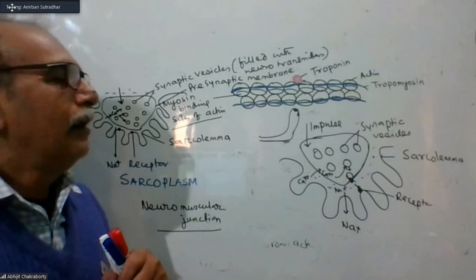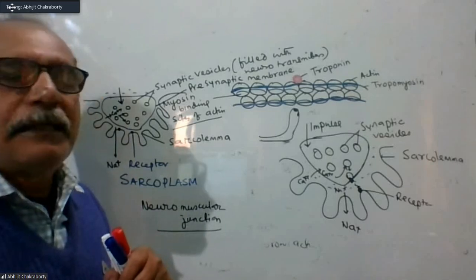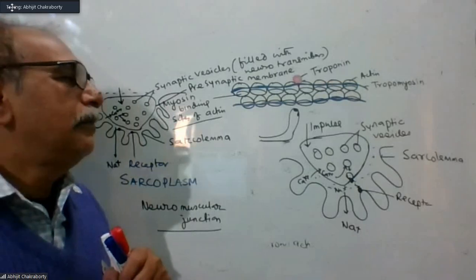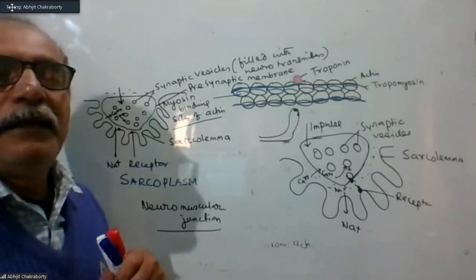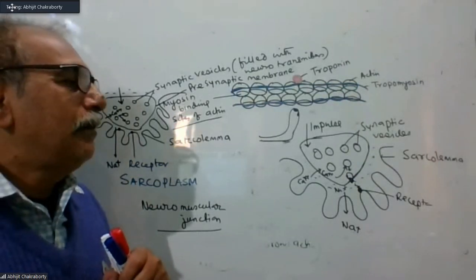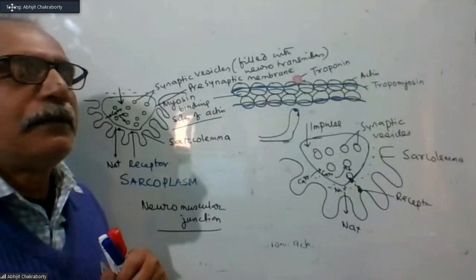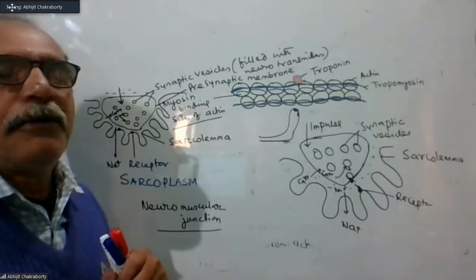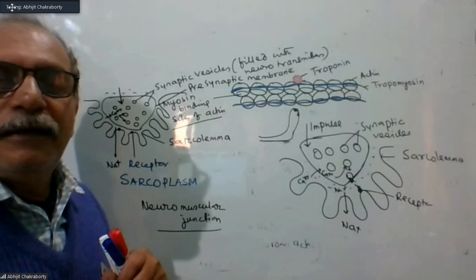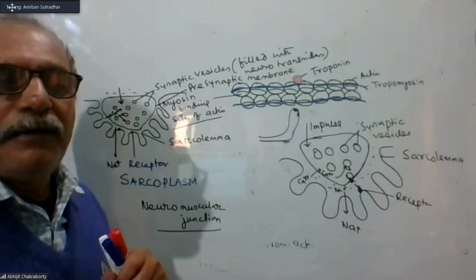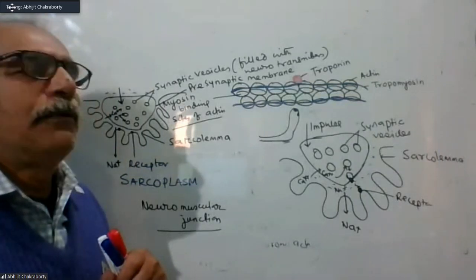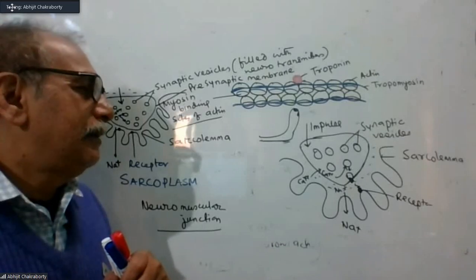Yes, sir. Now, normally in resting stage, when impulse is not coming to the nerve ending, in the presynaptic membrane, the calcium ion channels are found to be in closed form. Clear? Yes, sir. Although calcium ions are in the extracellular fluid, these calcium ions cannot enter inside.